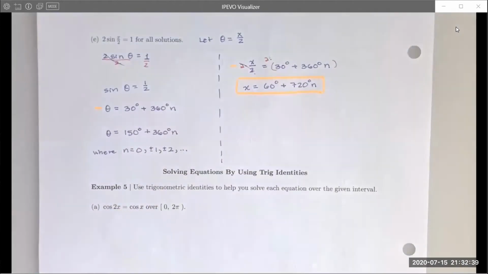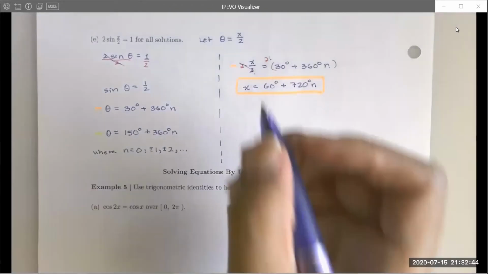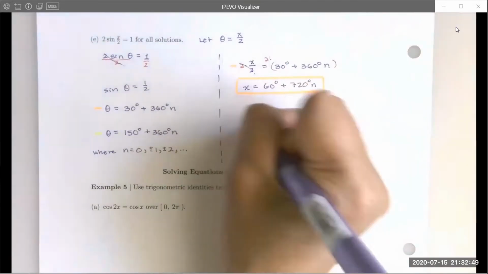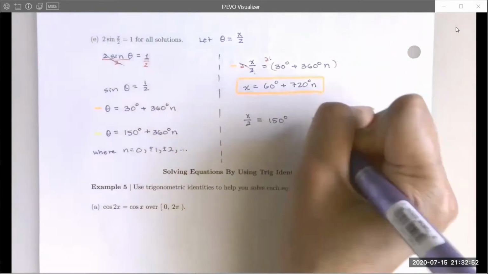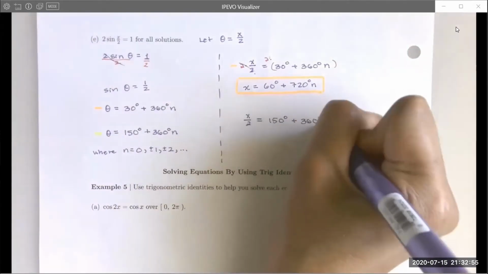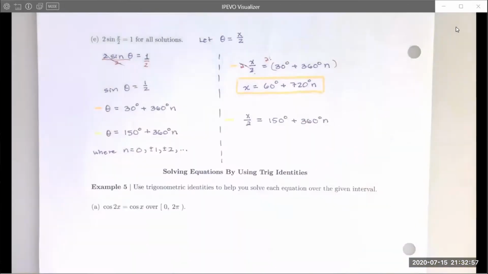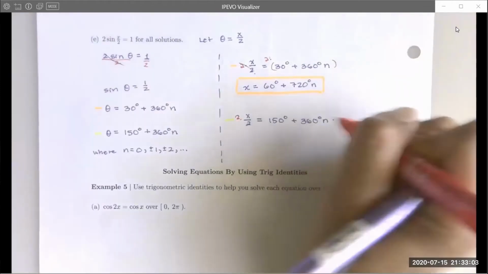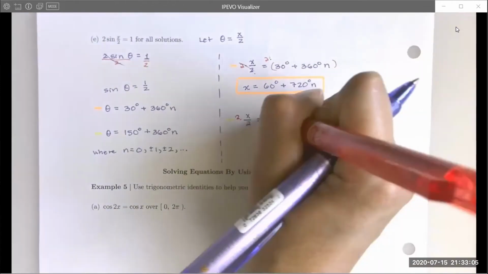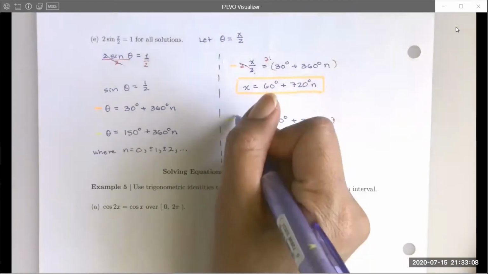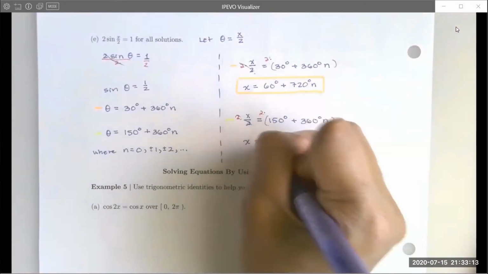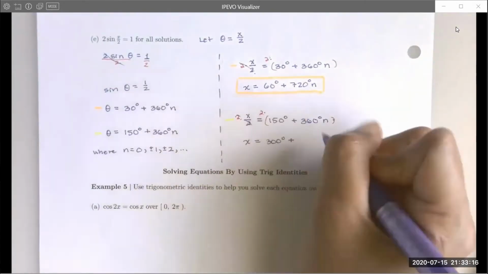From the second equation, the one that says theta is equal to 150 degrees plus 360n, again, we're going to replace back x over 2 for theta. And what we're going to do at that point is, again, multiply both sides by 2. So here, these are going to cancel, and we're going to get x is equal to 2 times 150, which is 300, plus 360 times 2, which is 720n.